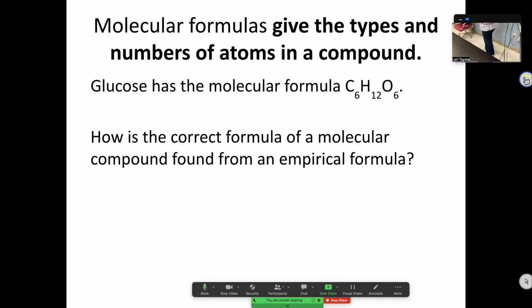Well, if you scale it down, you must be able to scale up from the empirical formula. What is the empirical formula for that? Yeah, CH2O, right? Because we can reduce it by a factor of 6. So the question is, where does the 6 come from? And we can calculate that.